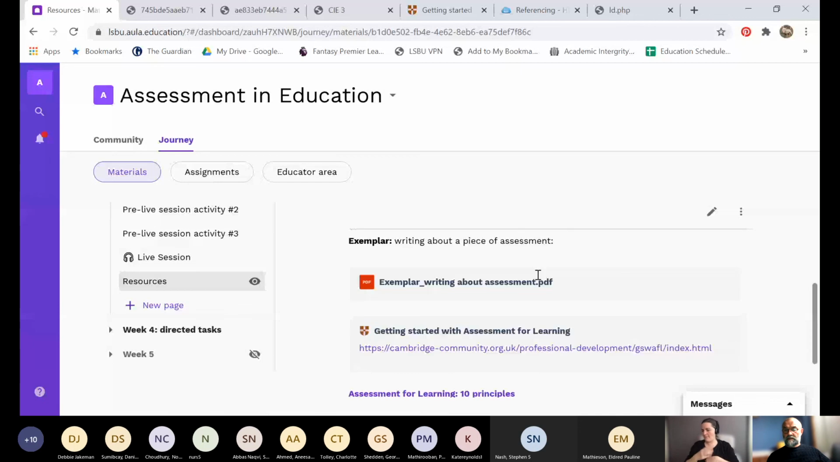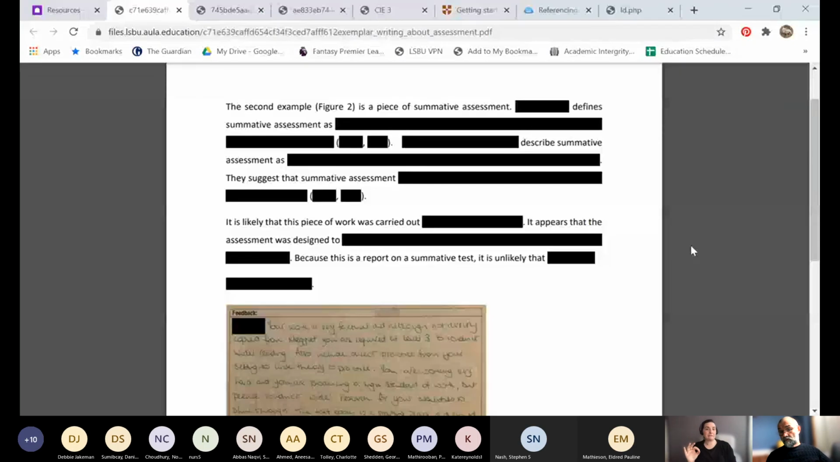I put an exemplar here about what writing about assessment looks like. So what I've done is I've taken an example of a student's writing from a couple of years ago. This piece of work, let me just have a look at it to remind myself. I'm opening that up. So this is a piece of work from a student a couple of years ago. It's one small section of it. This was graded 70. So I'm sure that's what lots of you are aiming for. Perhaps all of you are aiming for.